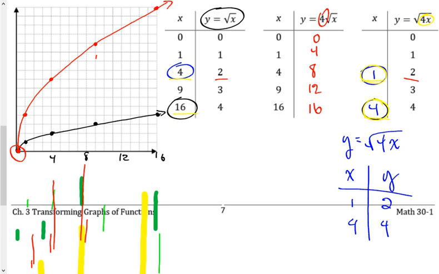So, as I look at my values here, 1/4 of 0 is still 0. 1/4 of 1 is 1/4. I'll just put it as a decimal. 1/4 of 9, 9/4. So those aren't going to be very nice points to plot. We have a couple, 3 nice points that we can plot. At 0, 0. And then 1, 2. And then 4, 4.